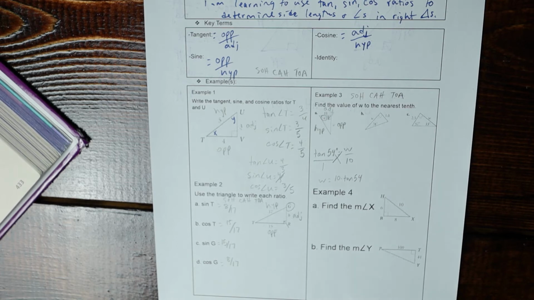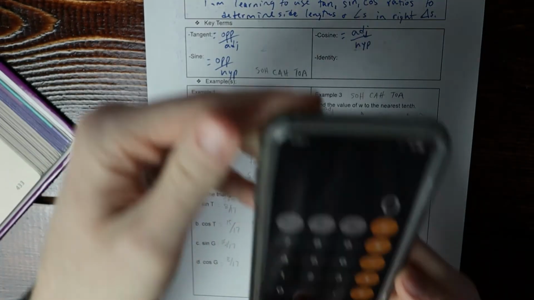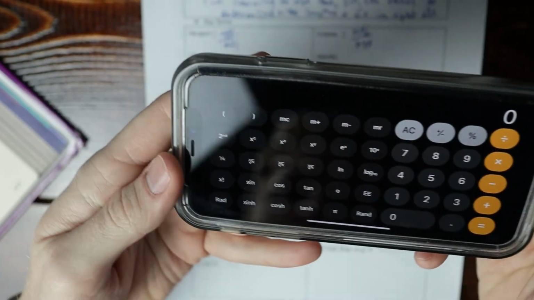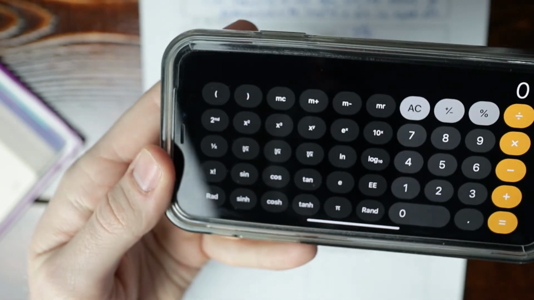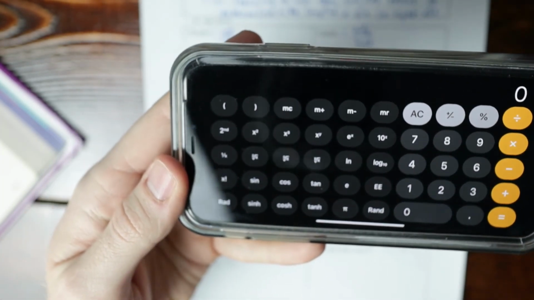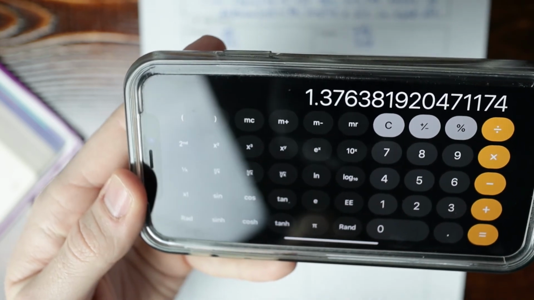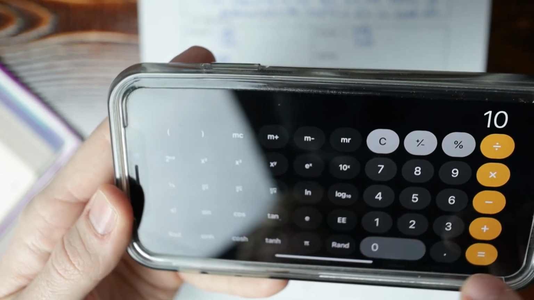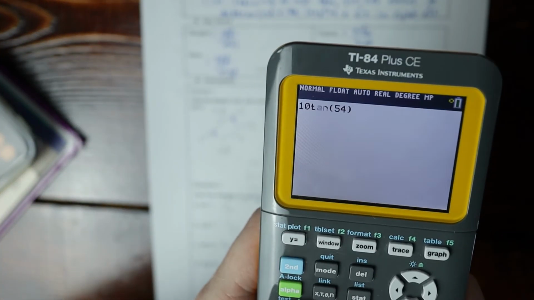Your iPhone will let you do tan, sine, and cosine as well. And then I think Android, you can actually download the app for one of these TI calculators. So if I take my iPhone and I turn it sideways, you can see it has sine, cosine, and tan on here. So if you or somebody that lives in your house has an iPhone, you can still work with this. It's tan of 54, and then you'll multiply that times 10, 13.76. We're going to round to the nearest tenth, but you can do the same thing on the calculator. 10 times the tan of 54, you'll still get approximately 13.8.